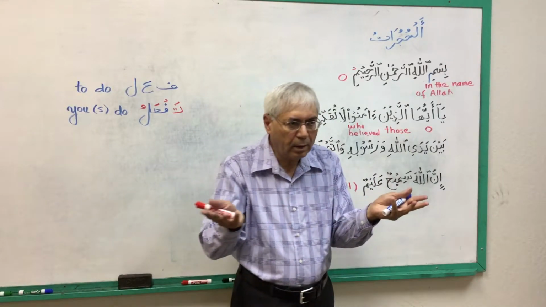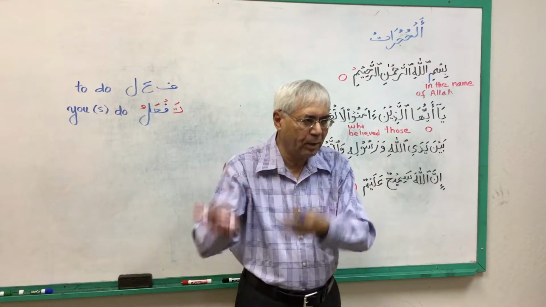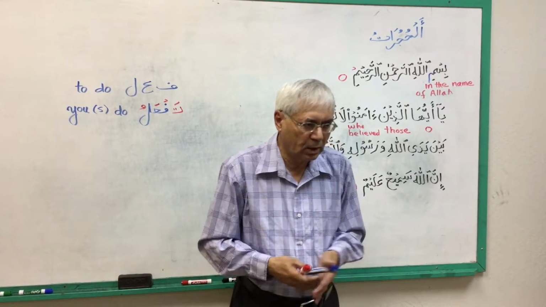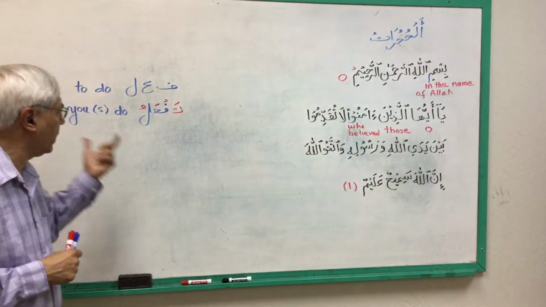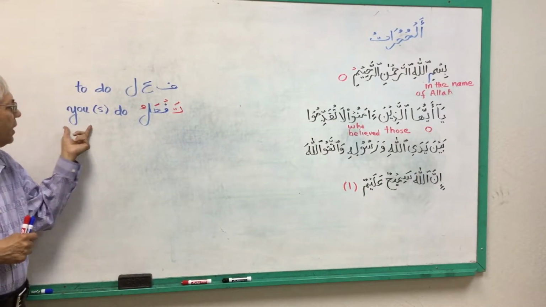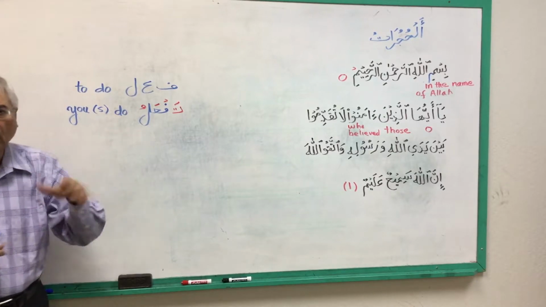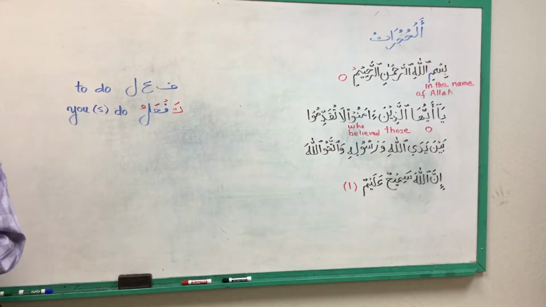Now you can be anyone. You can be male or female. In English we don't distinguish when you say you do it, but in Arabic that's a different case. But here we are saying you, one person, are doing or do, it's a present tense. Okay.